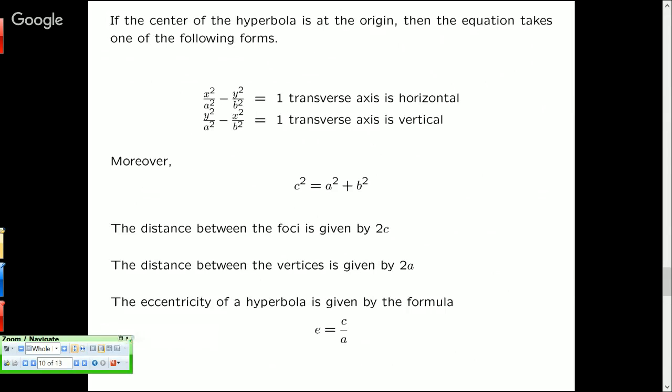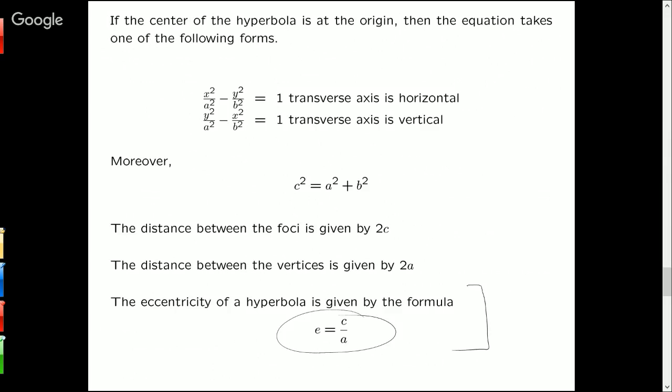You need this for one of your fill in the blank questions. It says the eccentricity of a hyperbola is given by this equation, e equals c over a. You're going to need that for your eccentricity. And the eccentricity simply is a measure of the ovalness.